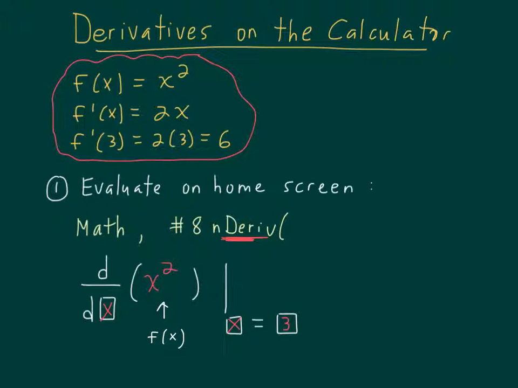So what the calculator will do, once you hit enter, you'll notice that it gives you an answer of 6. So without actually knowing the derivative, without telling the calculator the derivative, it is going to find it and then substitute in 3 and then give you the desired answer of 6. Let's look at another skill.